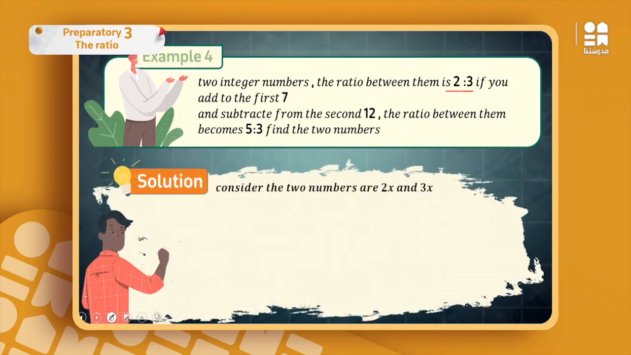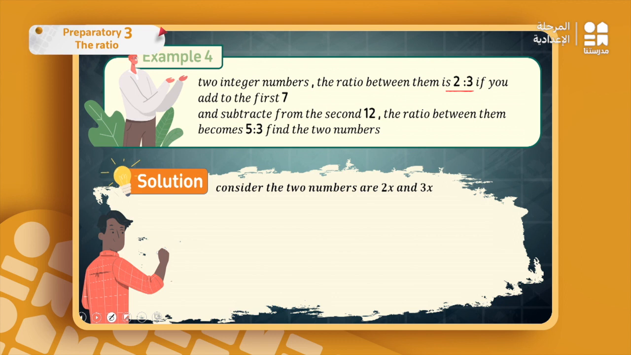الاكزامبل دوت شبه اللي فات ولكن الاختلاف ان انا عملت للنيوميريتور add وللدينومينيتور subtract، فطبعا الريشيو هتتغير. طيب زي ما اتعودنا two integers the ratio between them 2 to 3 so consider that the two numbers are 2x and 3x. طيب after that let's apply like the example. If we add to the first 7 يبقى الفيرست اللي هو 2x هنعمله plus 7 and subtract from the second 12 والسكند اللي هو 3x هنقول عليه minus 12.